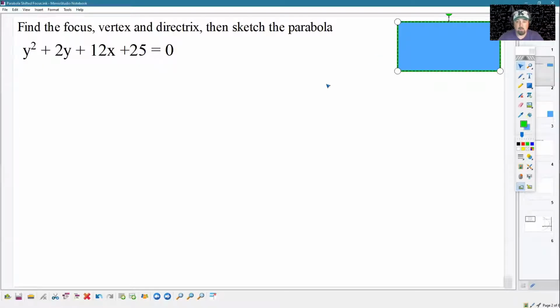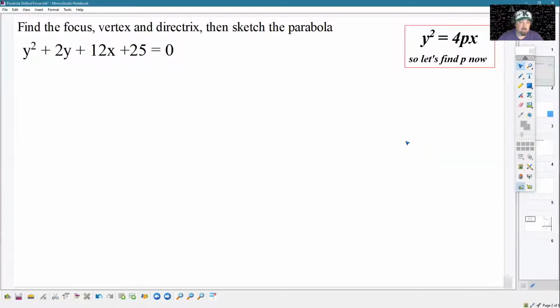Now, because this is a y squared, we know some stuff about it. We know it's going to be y squared equals 4px. We also know it's going to open left or right depending on how p is, whether it's positive or negative. But we're a long ways away from getting it to that spot because we've got some extra numbers in here that don't quite make sense, and plus signs, and I'm going to show you how to deal with that right now.